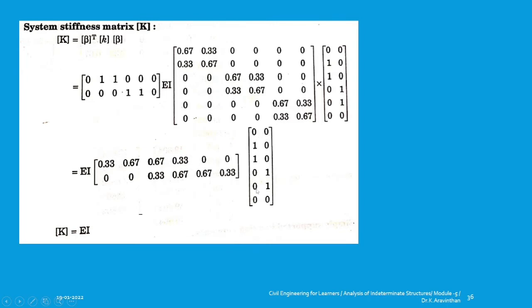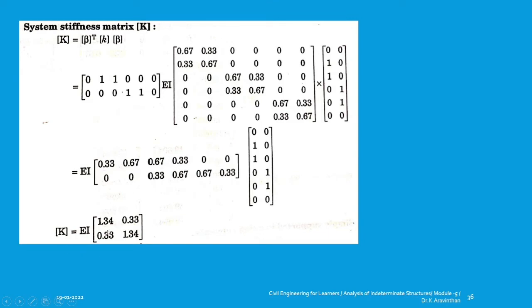Row into this column, first row into first column. So 0.67 into 1, 0.67 into 1. So totally if you are adding, you will be getting 1.34, and first row into second column, you will be getting 0.33 is written here, and second row into first column will be 0.33 into 1. This is the only active component, hence 0.33, and second row into last column will be 0.67 plus 0.67. You will be getting 1.34. Now this is your K matrix.